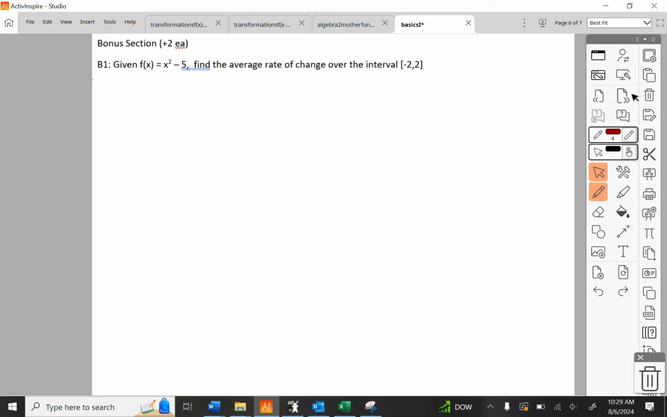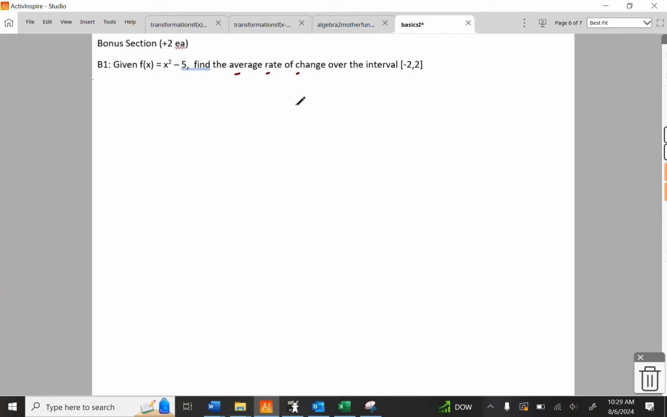Bonus sections moving in. These aren't too hard. Given f of x is x squared minus 5, find the average rate of change over the interval negative 2, 2. We have a formula for this. Average rate of change, I like to call it ARC, just because I like to abbreviate. It is f of b, this is a big formula in Algebra 2, minus f of a, sitting pretty over b minus a. Now you get your a and b from the numbers you're supposed to plug in. So there they are.